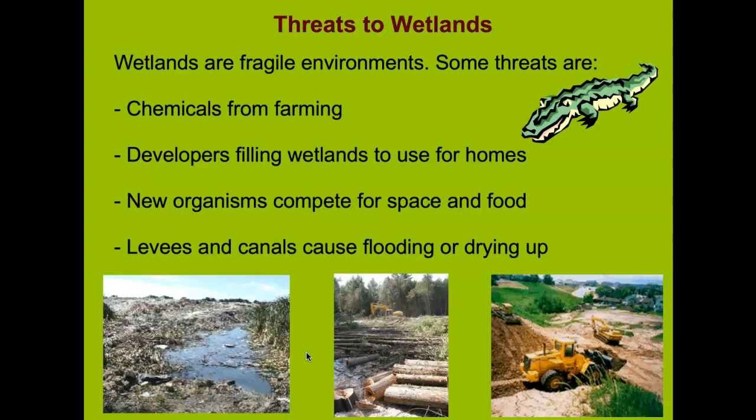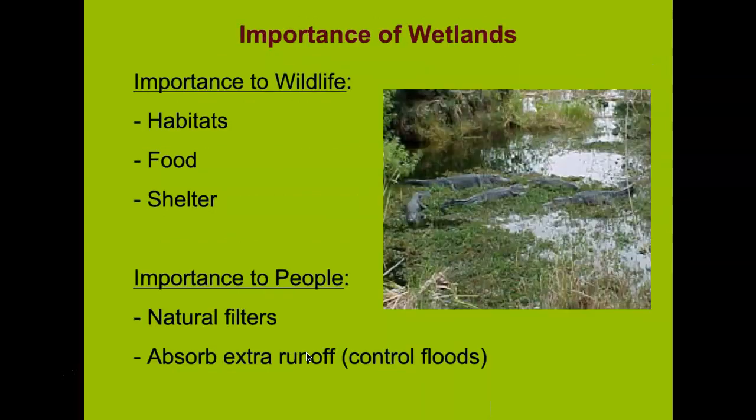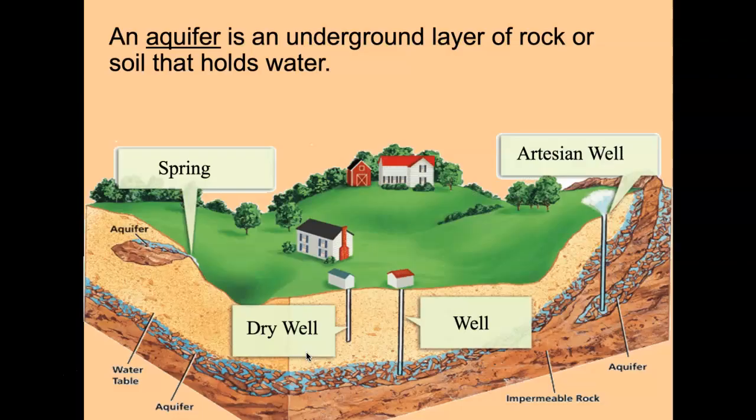So you're going to have wetlands a lot of times near the coast, but also in some other low-lying areas. And if you have threats to flooding of the area, sometimes you have levees or canals that are built to help prevent flooding of homes and communities. So that could cause a wetland to dry up. So again, wetlands are important because they're habitats for animals. They provide food, they provide shelter. They're also natural filters, and they help to absorb extra runoff, which means they're helping to control floods.